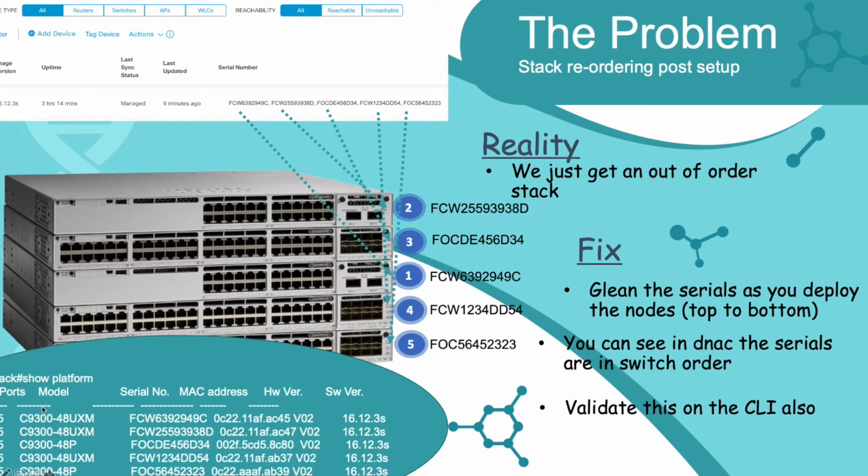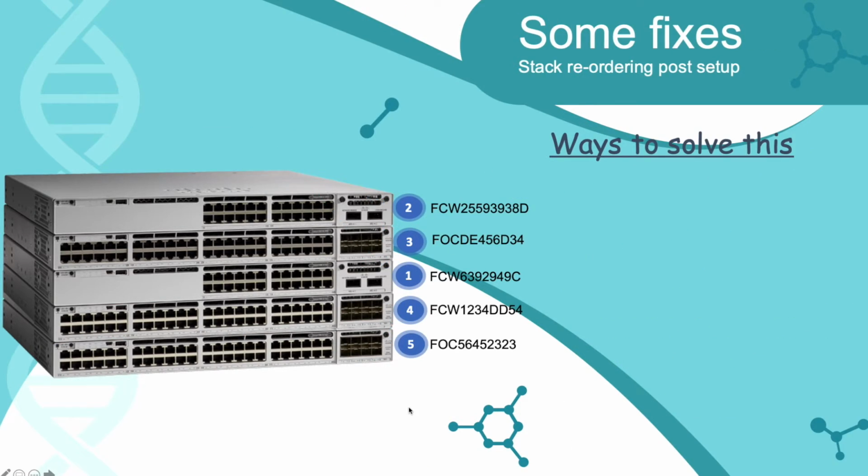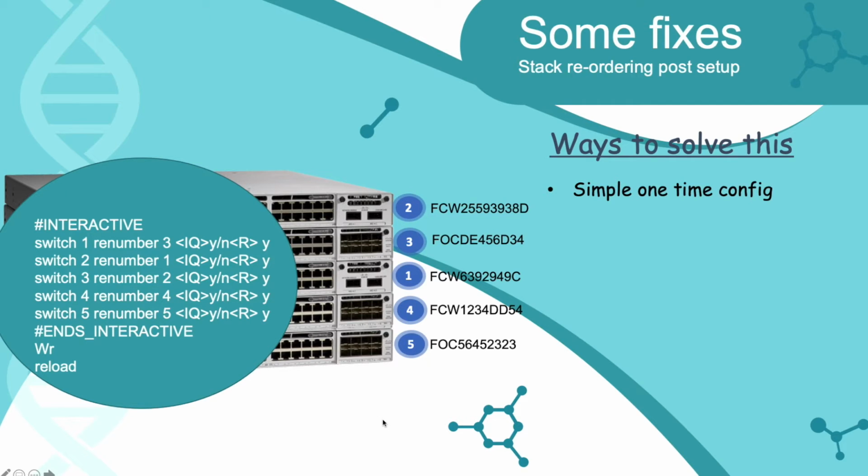So show platform, and then we can see here switch 1, switch 2, switch 3, switch 4, switch 5, which correlate to switch 1, 2, 3, 4, 5. Happy with that. So how do we solve this situation? We're in this pickle. We need to get out of this pickle. So a simple one-time config, we can just push down. We can do this manually.